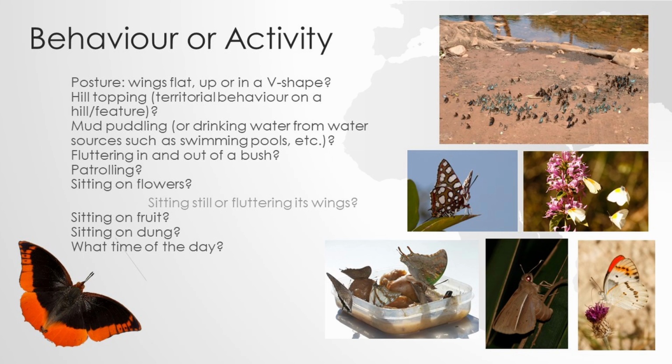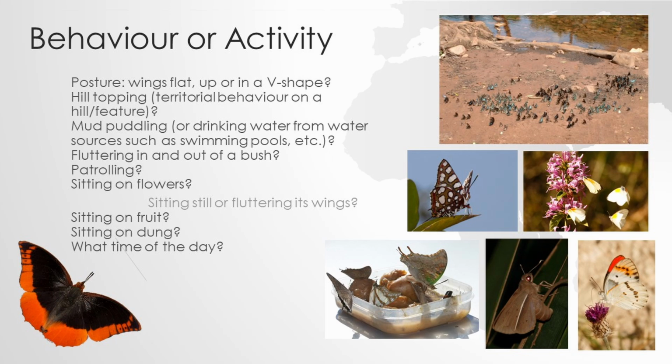When it comes to behavior, this is often an easy way to get to the nearest group. One should observe their resting posture, such as with flat wings, vertical wings, or V-shaped. Are they flying about on a hilltop, or are they congregating around mud puddles? Fluttering in or out of a bush is a dead giveaway for its gender, and some patrol up and down the same track. Not all feed on flowers, and if so, they may not sit still. Others feed on fruit or dung, and some only fly at some time of the day.